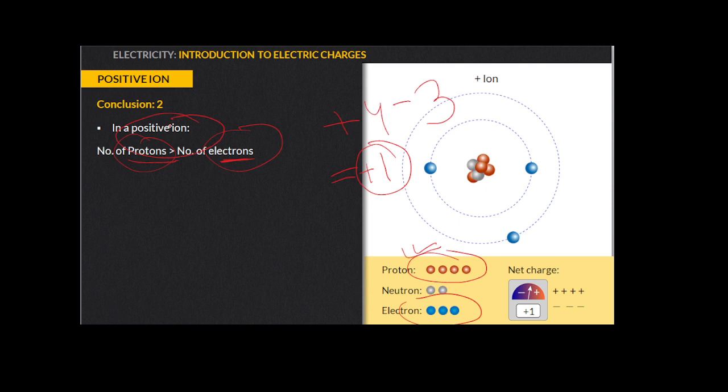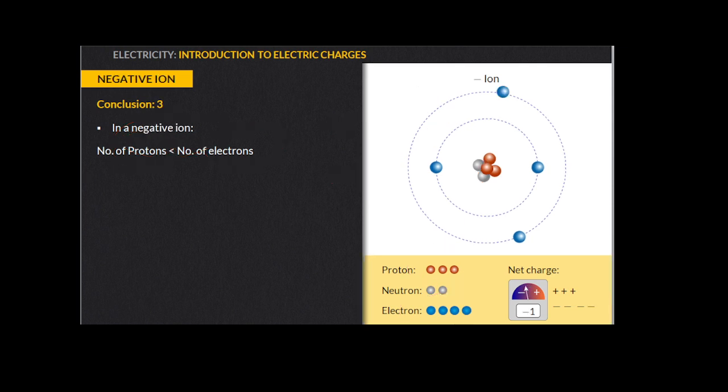Okay, if this is the case, like in this example, we can see there are 3 protons, so it has plus 3 charge. And 4 electrons, so 4 electrons means minus 4 charge. So now what will be the net charge? Net charge will be minus 4 plus 3, that is minus 1. So this atom has more negative charge, that's why we call it a negative ion.